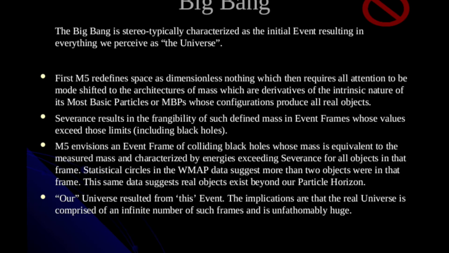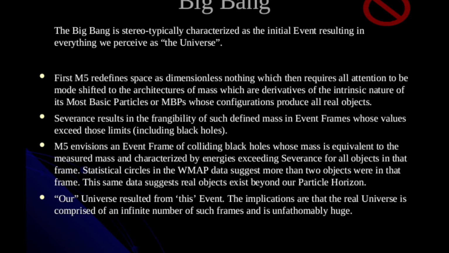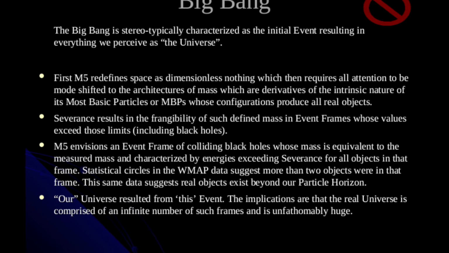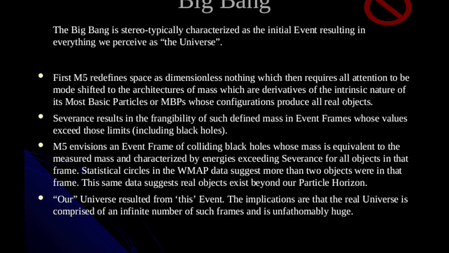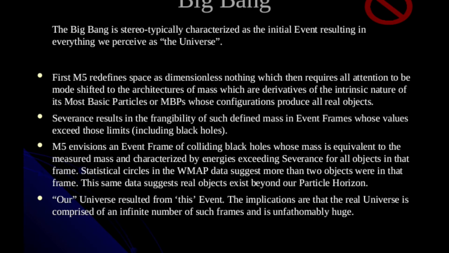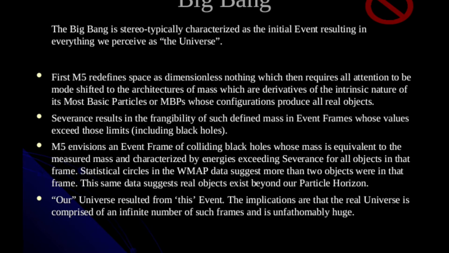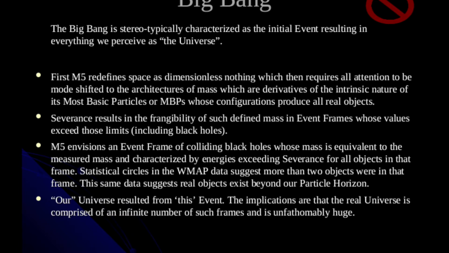And because the WMAP data supports statistical circles, that implies that there were more than two objects in that particular event frame. There's more I want to say, but I'm going to save it for a later chart when we talk about galaxies going away from each other, because they are.